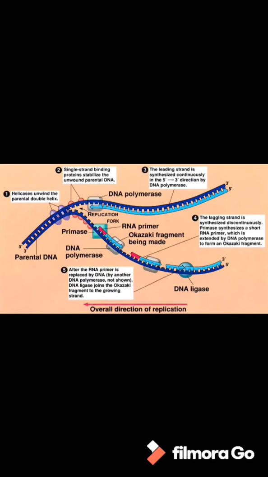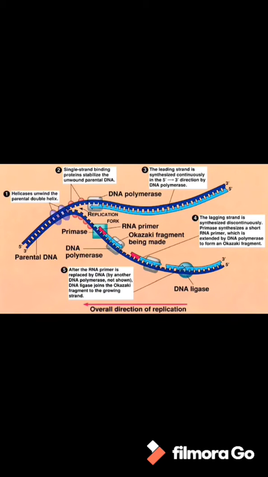The leading strand is synthesized continuously in the 5' to 3' direction by the DNA polymerase. The lagging strand is synthesized discontinuously. Primase synthesizes a short RNA primer, which is extended by DNA polymerase to form an Okazaki fragment. After the RNA primer is replaced by DNA, ligase joins the Okazaki fragment to the growing strand.